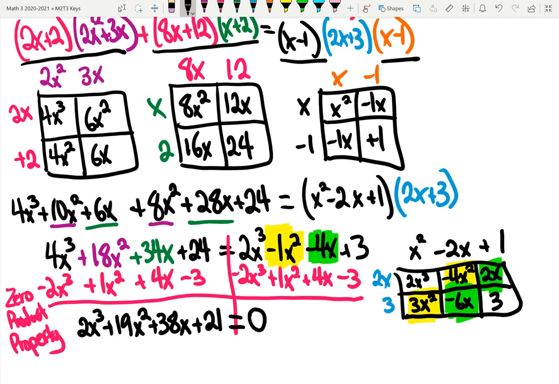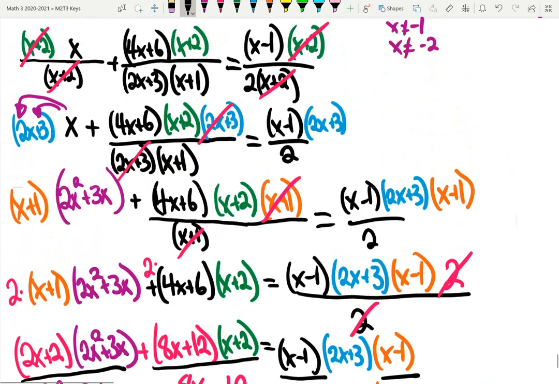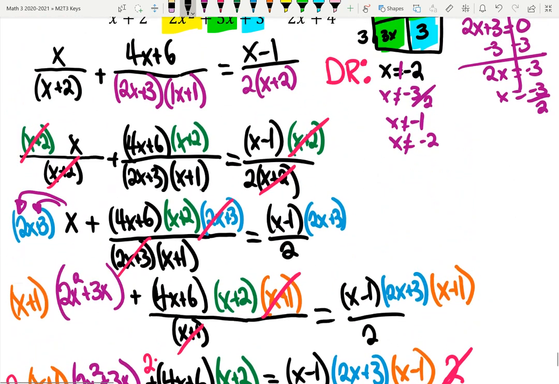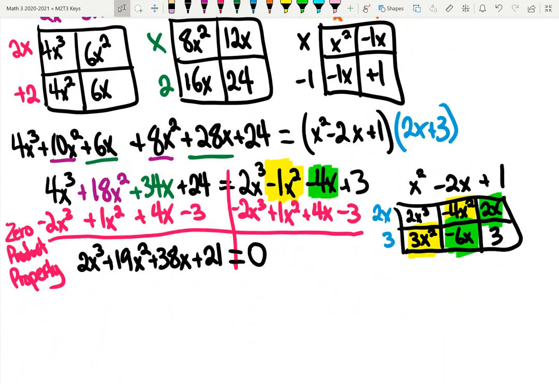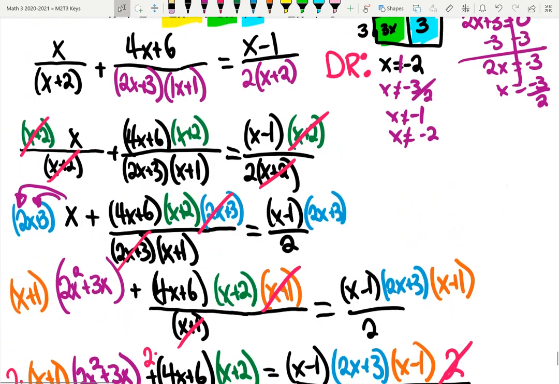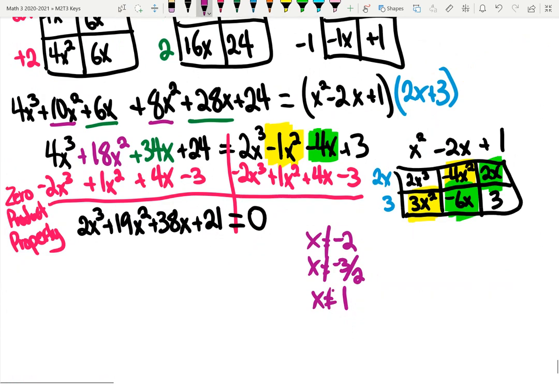Now let's just remind ourselves of our restrictions before we go too far, because this has been a lot of work. X cannot be negative 2, x cannot be negative 1, and x cannot be negative 3 halves. X cannot be negative 2, x cannot be negative 3 halves, and I believe x cannot be 1. Negative 1. Good thing I checked. So far, we essentially took this equation, we got rid of all the denominators, we combined like terms, and now the process would go to be factoring it.